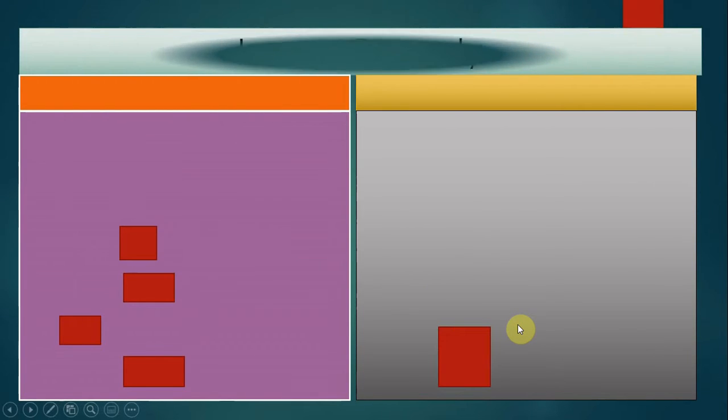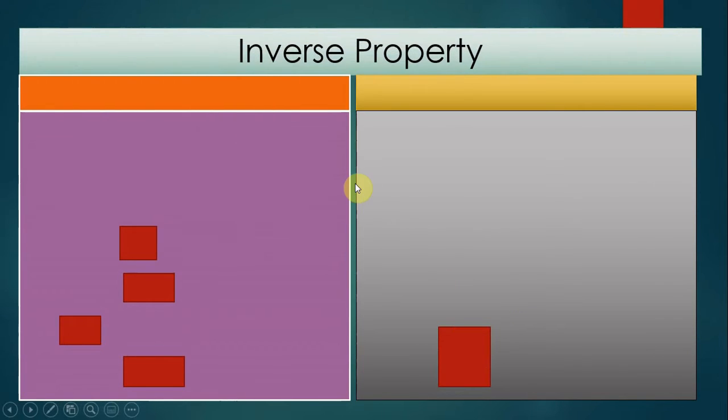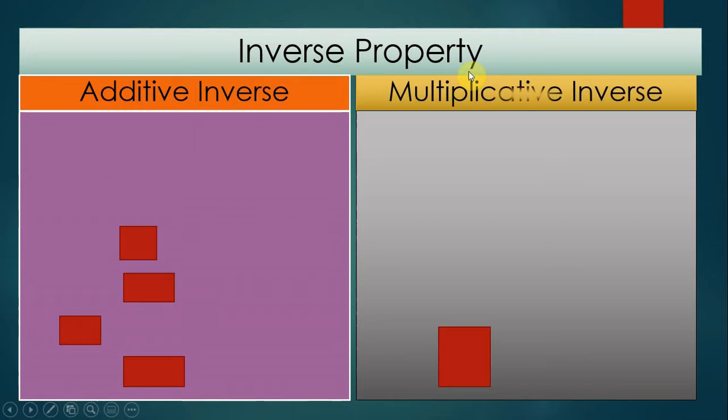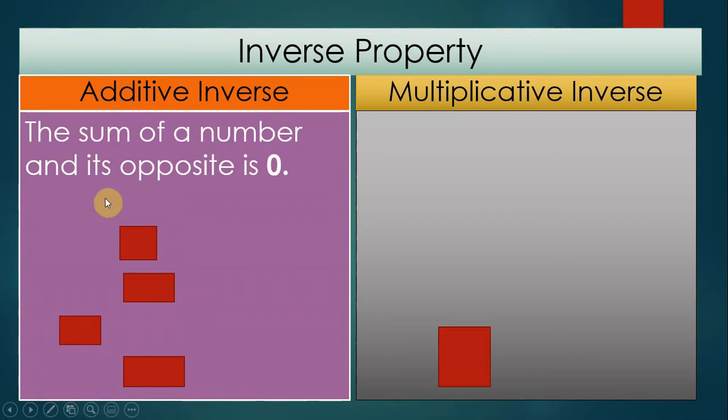Okay, here is another one. Inverse property. Inverse property of addition or additive inverse, and inverse property of multiplication or multiplicative inverse. Now, additive inverse. The sum of a number and its opposite is 0.